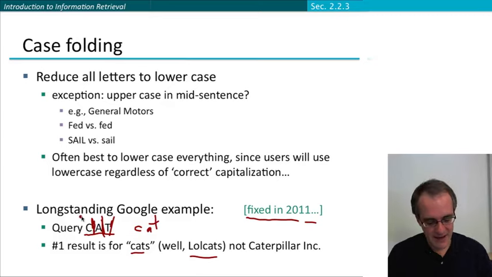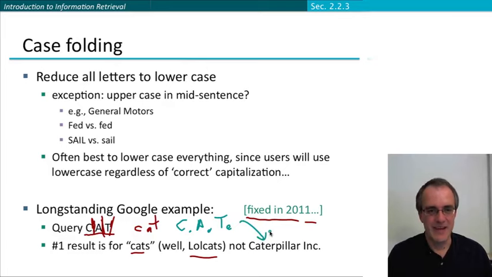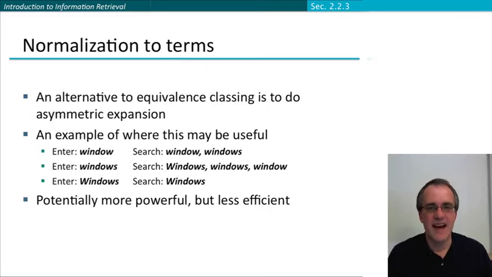But clearly, if the user had actually taken the time to put as their query c.a.t., then they've given you a lot of information, and it's much more useful if they can be taken to the Caterpillar Inc. homepage. And so that suggests that there are better things that you can do than this simple kind of equivalence classing normalization that we've just been talking about.